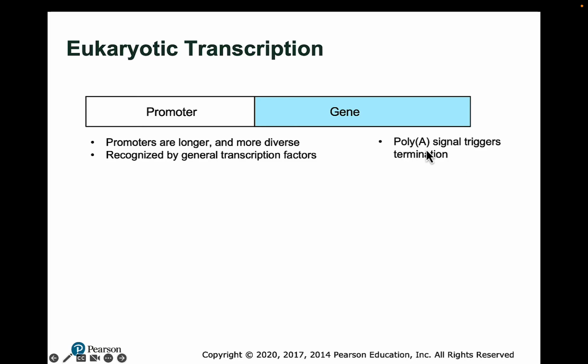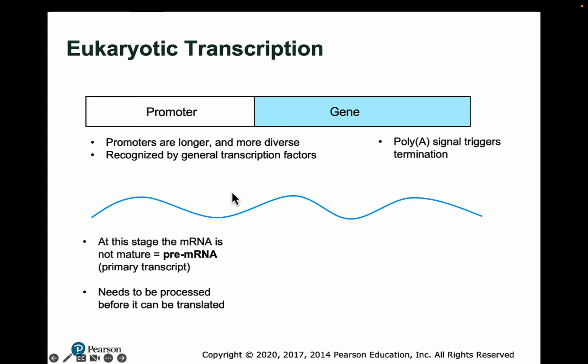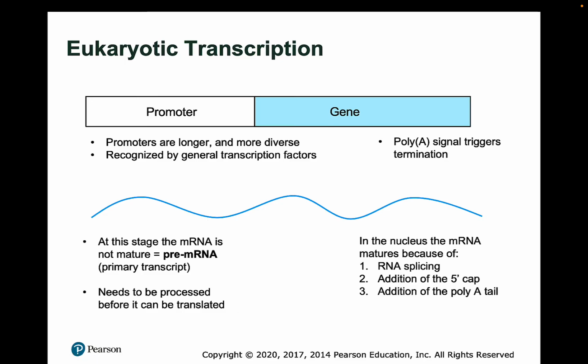Another difference is that there's a signal towards the end of the gene that's a poly-A signal, and this triggers termination and then a poly-A tail to be added. So at this stage, the mRNA is not mature once it's produced. And as I mentioned, we call this the pre-mRNA or the primary transcript. So we have transcription, we have our mRNA, but this isn't ready yet. It's a pre-mRNA, and it needs to be processed before it can leave the nucleus and be translated.